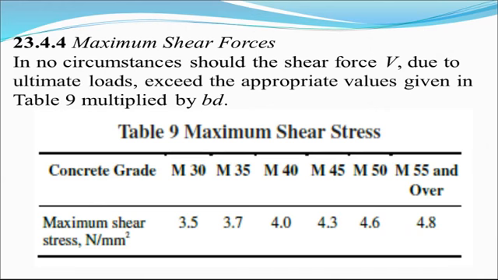This is the maximum shear force. In no circumstances shall shear force due to ultimate load exceed the appropriate value given in the table number 9 multiplied by BD, that is the maximum shear stress. Maximum shear stress for M30 it is 3.5, M35 it is 3.7 and for M50 and over it is 4.8. That means it should not exceed the value as per table number 9.